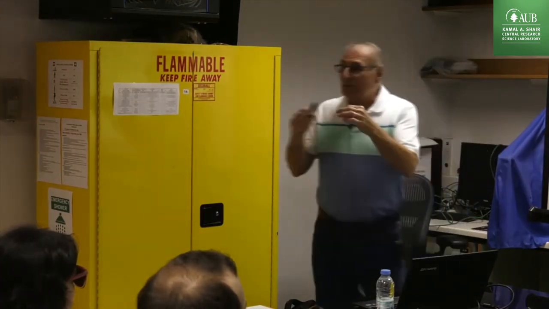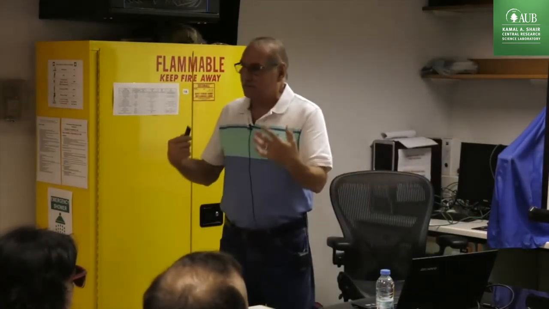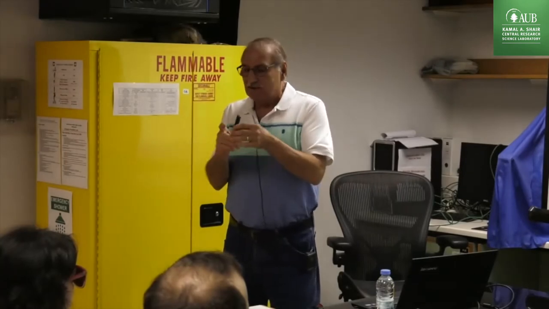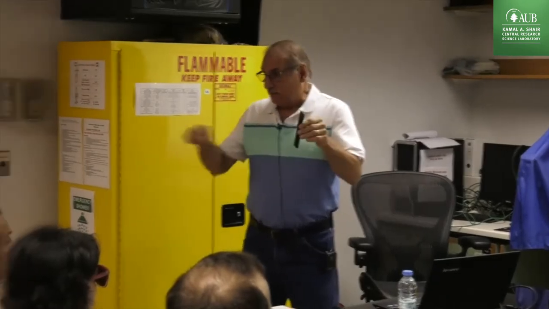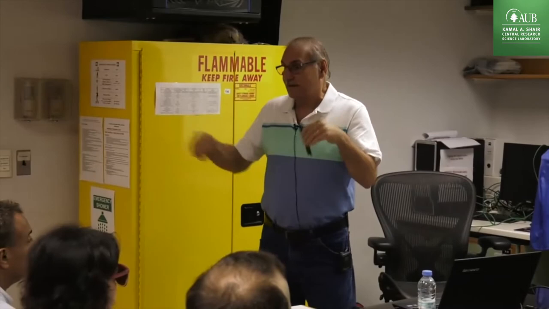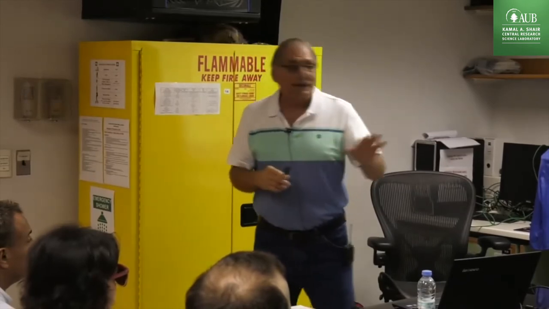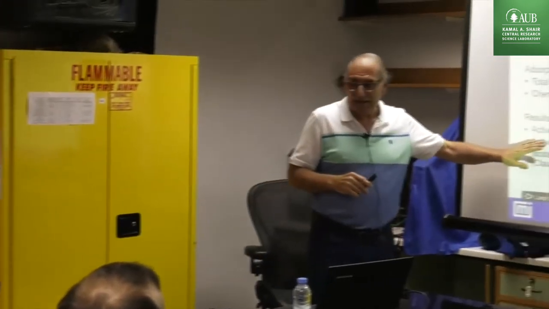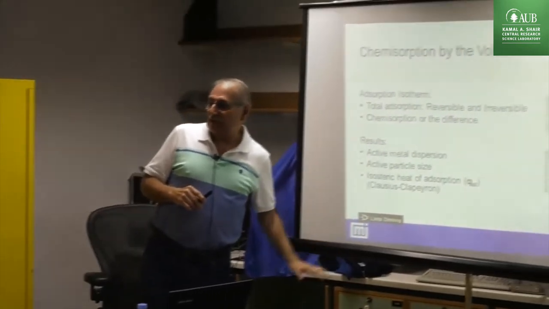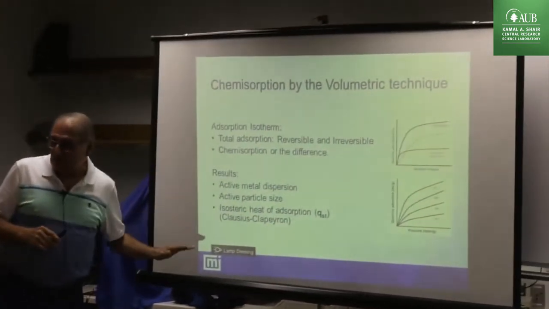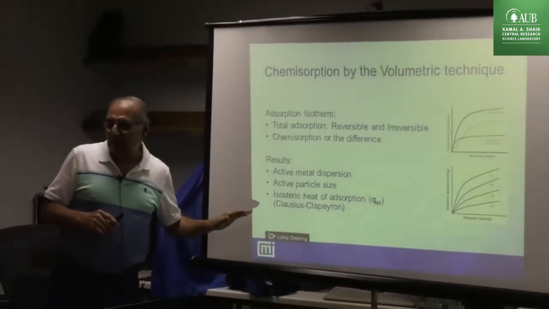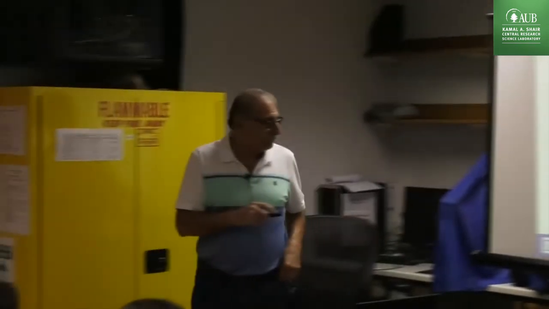So the smaller the particle, the higher the active metal surface area will be. Okay? Because all these small particles inside will be exposed and have their own surface area, they will be more active. This is why we should keep the active metal or active particle size very, very small. So the smaller they are, the better the activity of the catalyst.